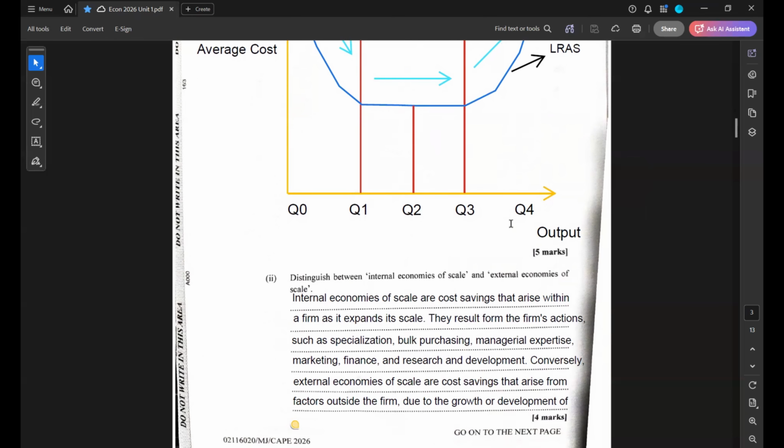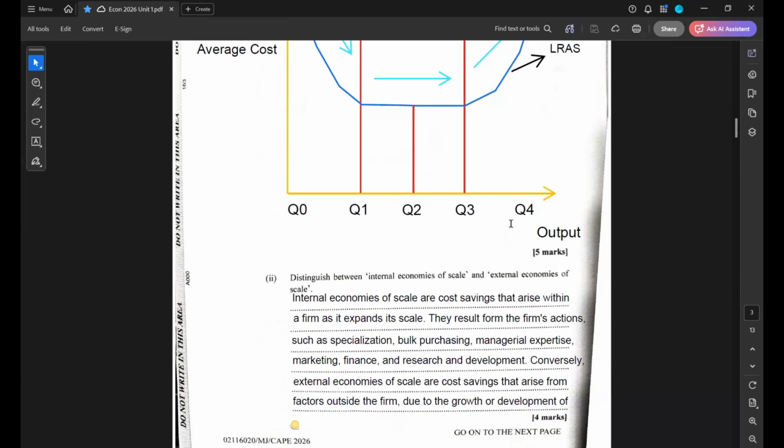Part 2 wants us to distinguish between internal economies of scale and external economies of scale. Internal economies of scale are cost savings that arise within a firm as it expands its scale. They result from the firm's actions, such as, again, specialization, bulk purchasing, managerial expertise, marketing, finance, and research and development.